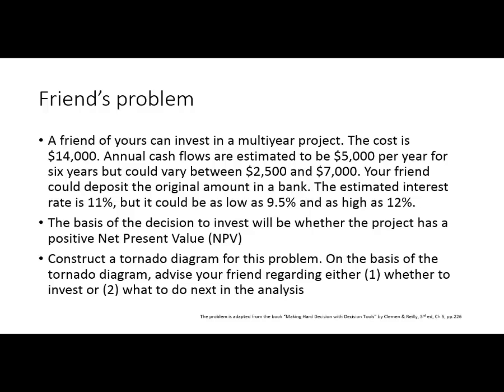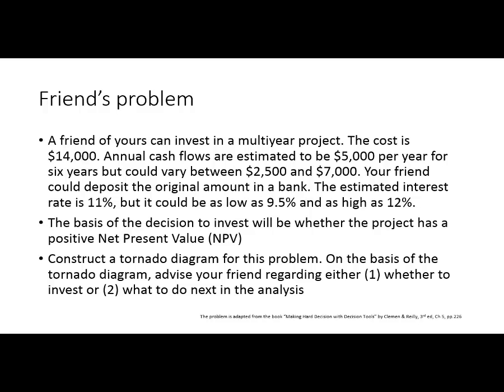There is another option of depositing in a bank, and the estimated bank interest rate is 11%, but it could vary from 9.5% to 12%. So now, based on the net present value calculation, we are going to decide whether he should go for that or not.